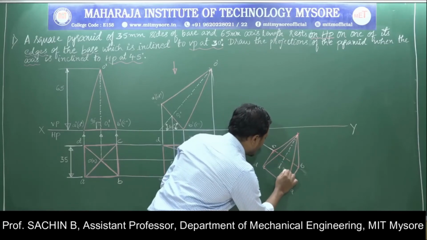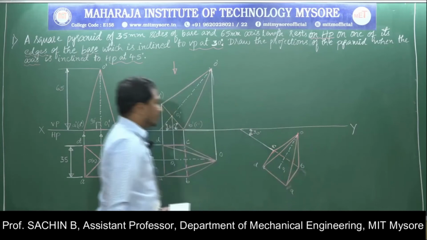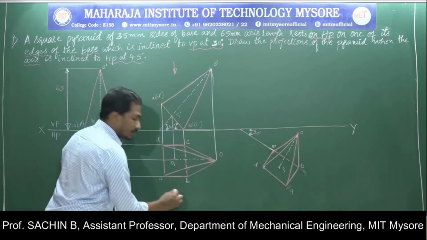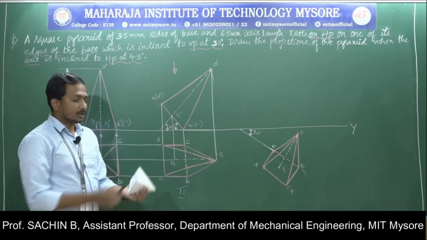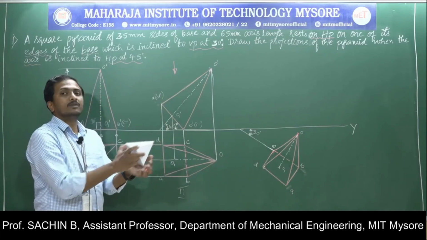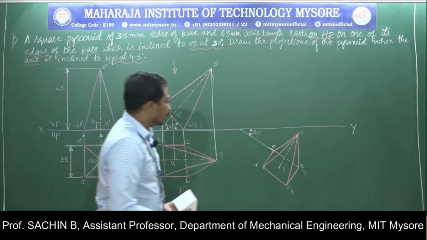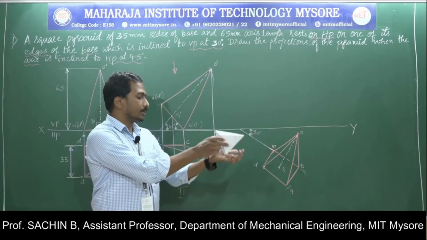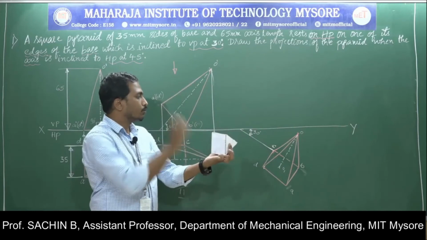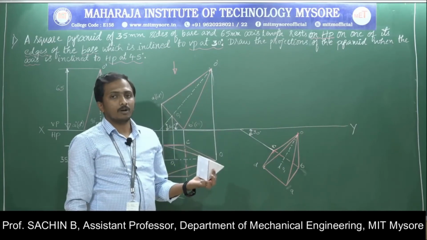This is O1, this is O. Now I am transferring this second position object to the last position, that is, it gets inclined at an angle of 30 degrees. Now I need to go for constructing the front view of the object. Now the object gets tilted like this. I should go for drawing the front view of the object.